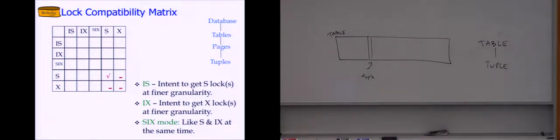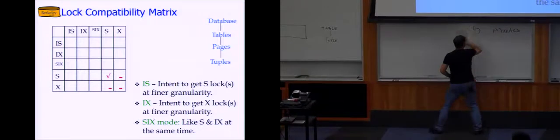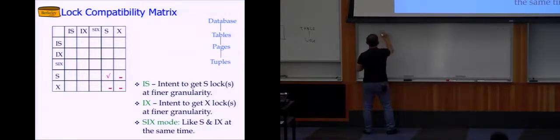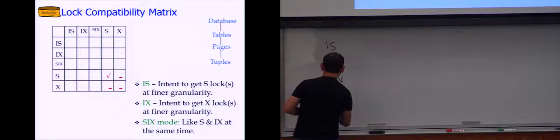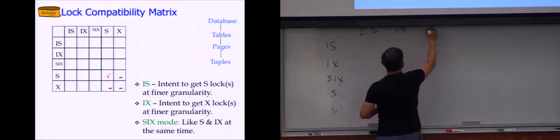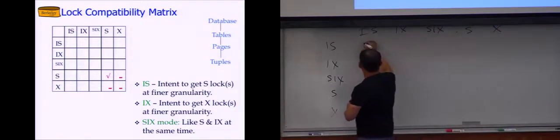Yes, okay, because there's a scenario where at the leaf level this all makes sense, which is to say at the tuple level in this case. So let's write this down. IS, IX, 6, S, and X, S, X. All right, so we believe that these are compatible.